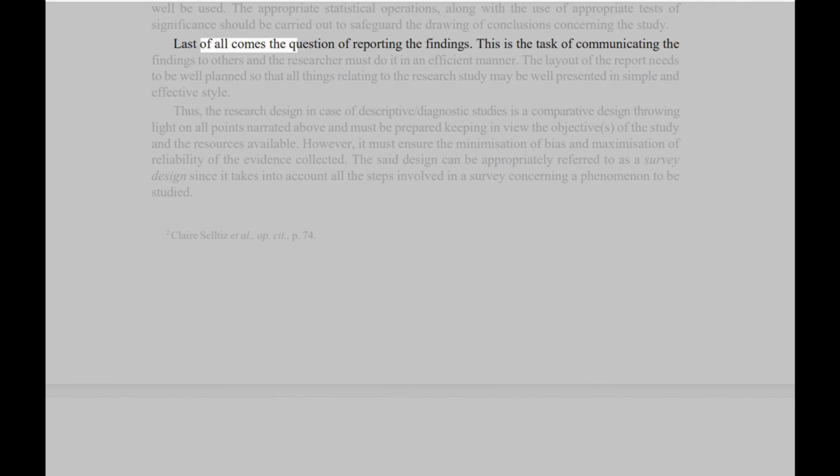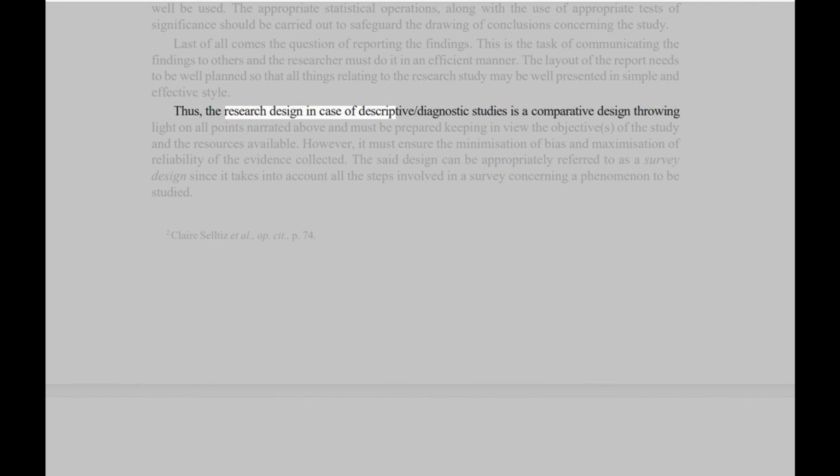Last of all comes the question of reporting the findings. This is the task of communicating the findings to others, and the researcher must do it in an efficient manner. The layout of the report needs to be well planned so that all things relating to the research study may be well presented in simple and effective style.